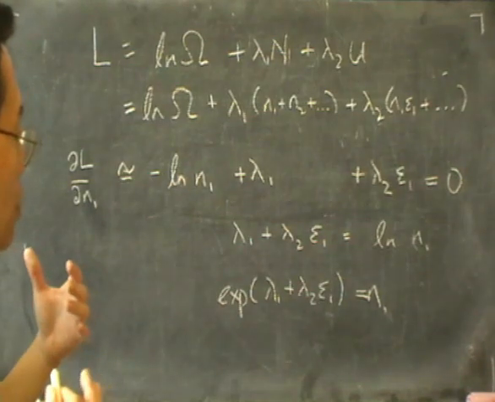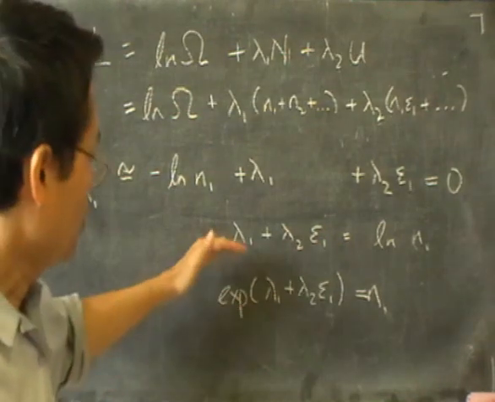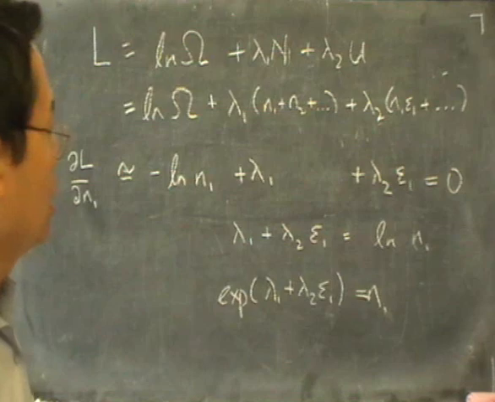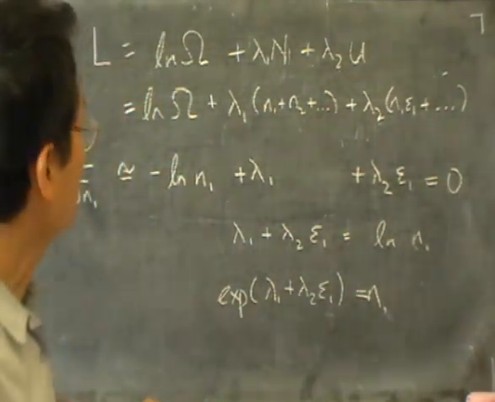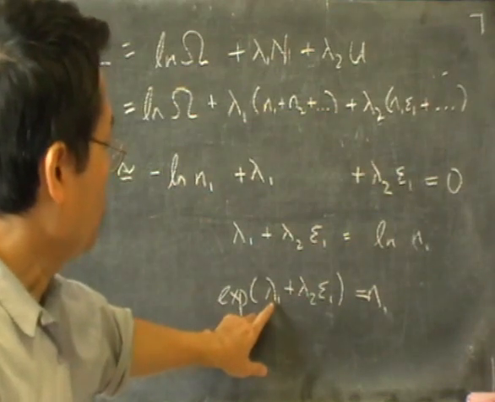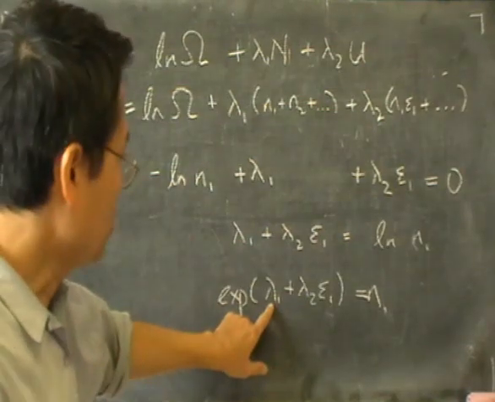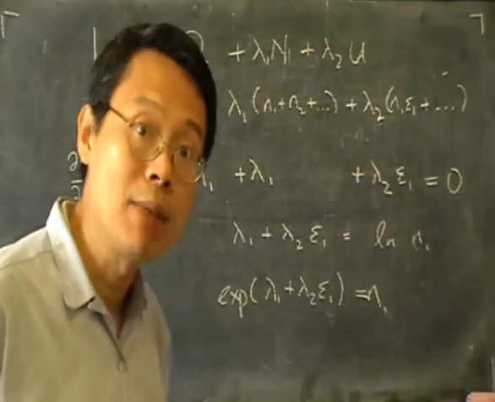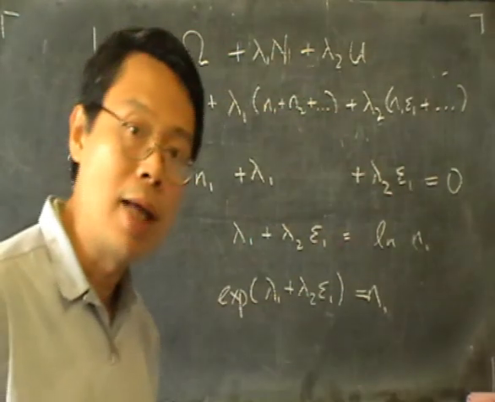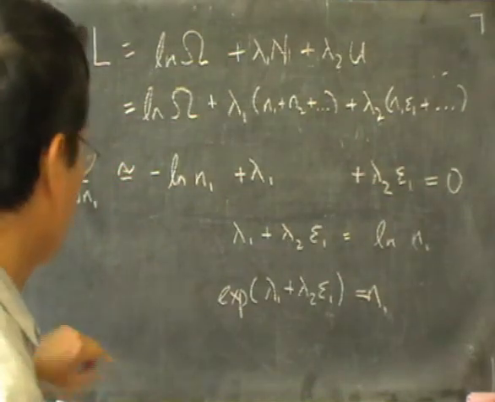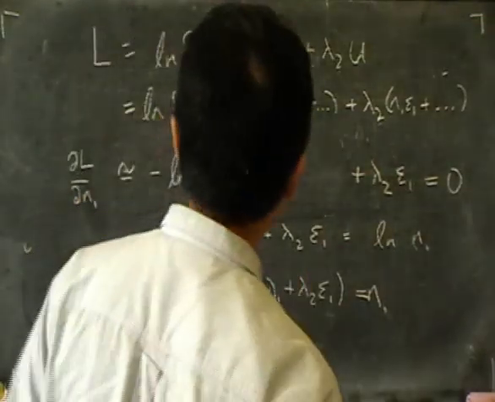So if you repeat this for all the n's, you will end up with a list of formulas for the n's, and that will be the solution for n1 and n2 and so on. But we still have a problem because we still don't know what lambda 1 and lambda 2 are. And this is what we have to look at next. How do we find lambda 1 and lambda 2?